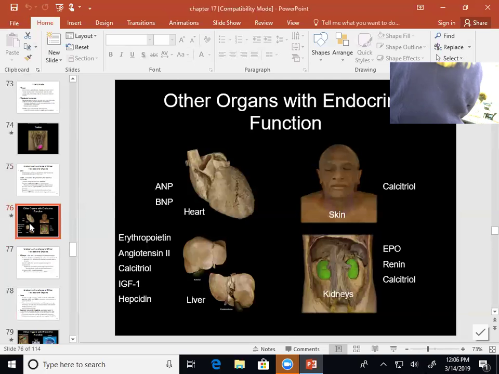Let me tell you where this hormone from the heart will target. It will target the kidneys, and when it gets to the kidneys, it's going to cause sodium to be lost to the filtrate, to the urine. And when sodium is lost, what follows sodium? Water. So what's happening to blood volume? It's decreasing. And so what's happening to blood pressure? It's decreasing. So ANF from the heart targets the kidneys to lower blood pressure.